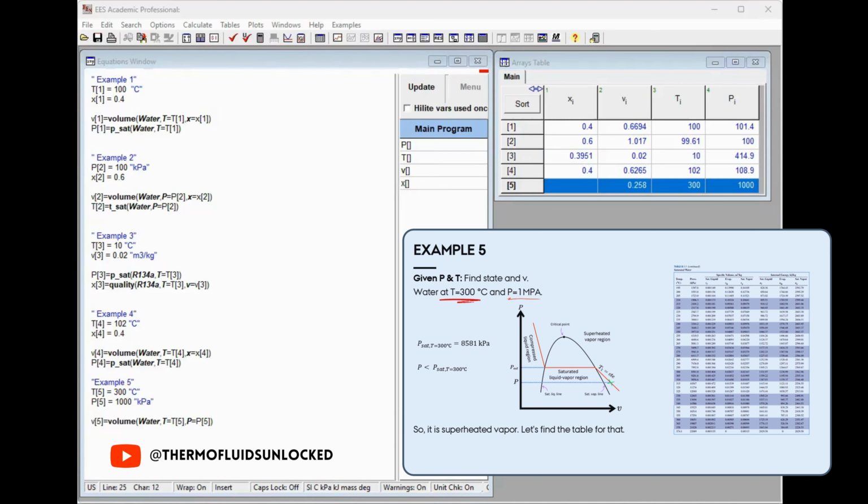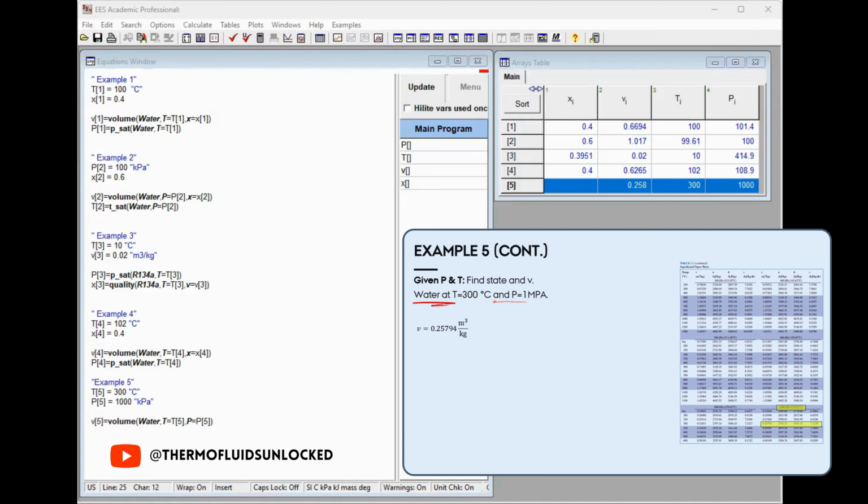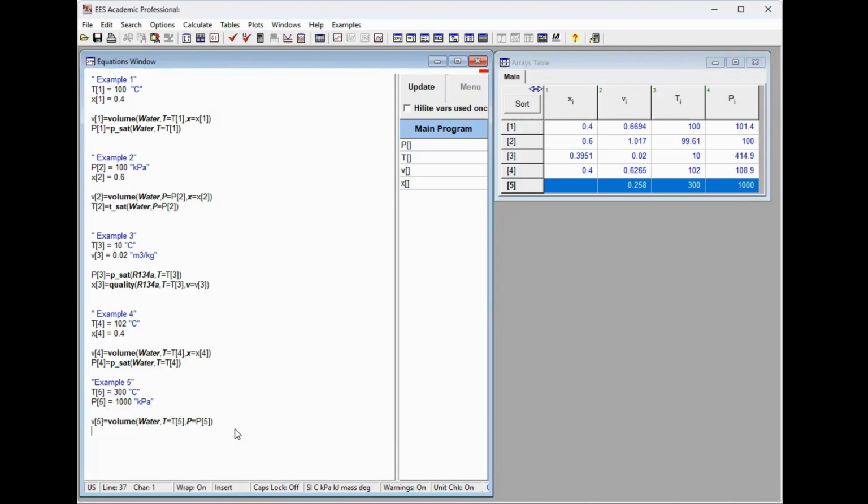So now we need to go to the superheated vapor tables and look at the corresponding pressure, and then take the specific volume, which is 0.25794, which is basically given by EES. Thanks, and this is the end of this video.